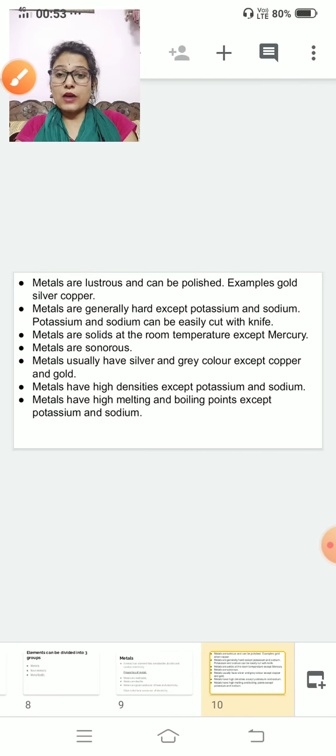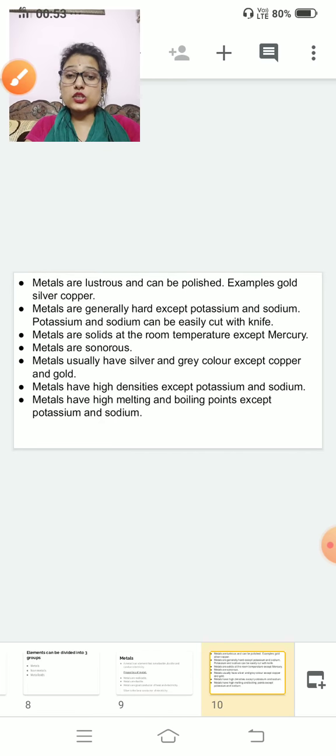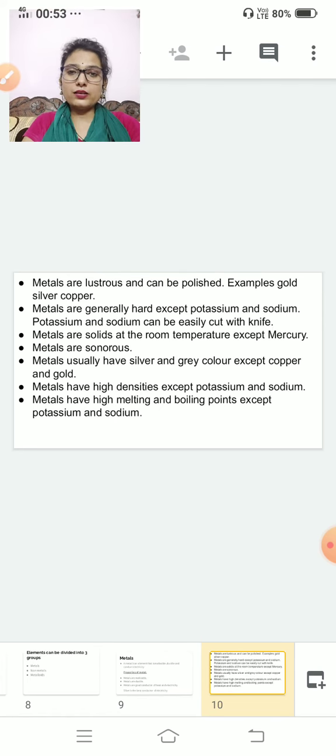So, our next property is metals are solid at room temperature. All the metals are solid at room temperature. Iron, solid. Copper, solid. Gold, solid. Silver, solid. Clear? These all are examples. It indicates that metals are solid at room temperature except mercury. Mercury is the only metal which is liquid at room temperature. Other than this, all metals are solid at room temperature.